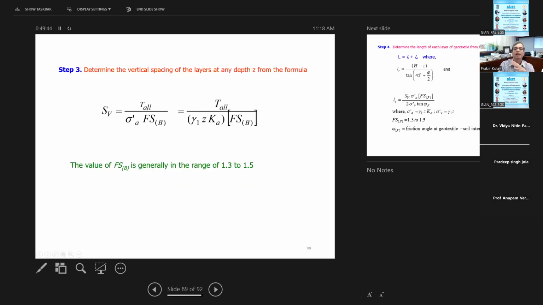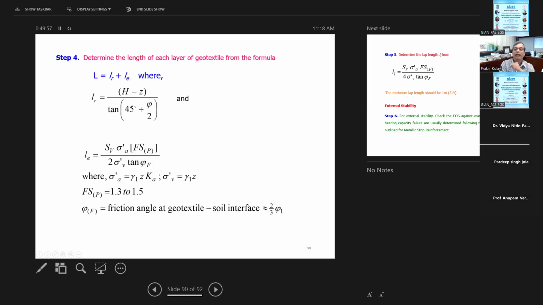The only thing is, here you can do exactly the same way: how much is the T allowable, and then the vertical spacing. You can find out how much is the factor of safety for breaking, 1.3 to 1.5. And the friction angle sometimes between these geotextiles and the soil, the angle of friction, most of the time it is not given.